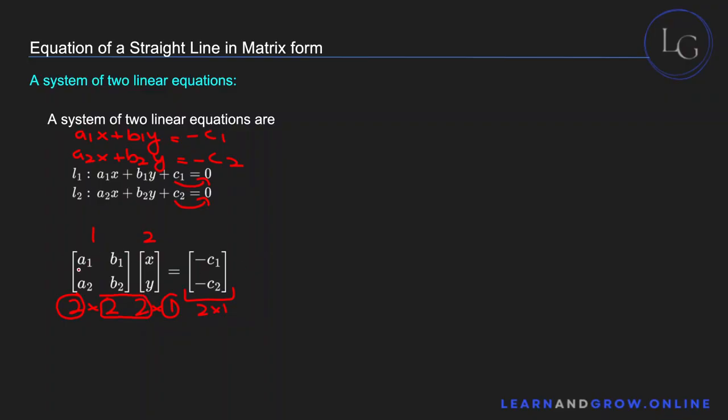Now again, A1 into X plus B1 into Y must be equal to minus C1. Okay, that's the first equation we've covered. And similarly, A2 into X plus B2 into Y is equal to minus C2. That's indeed the second equation.